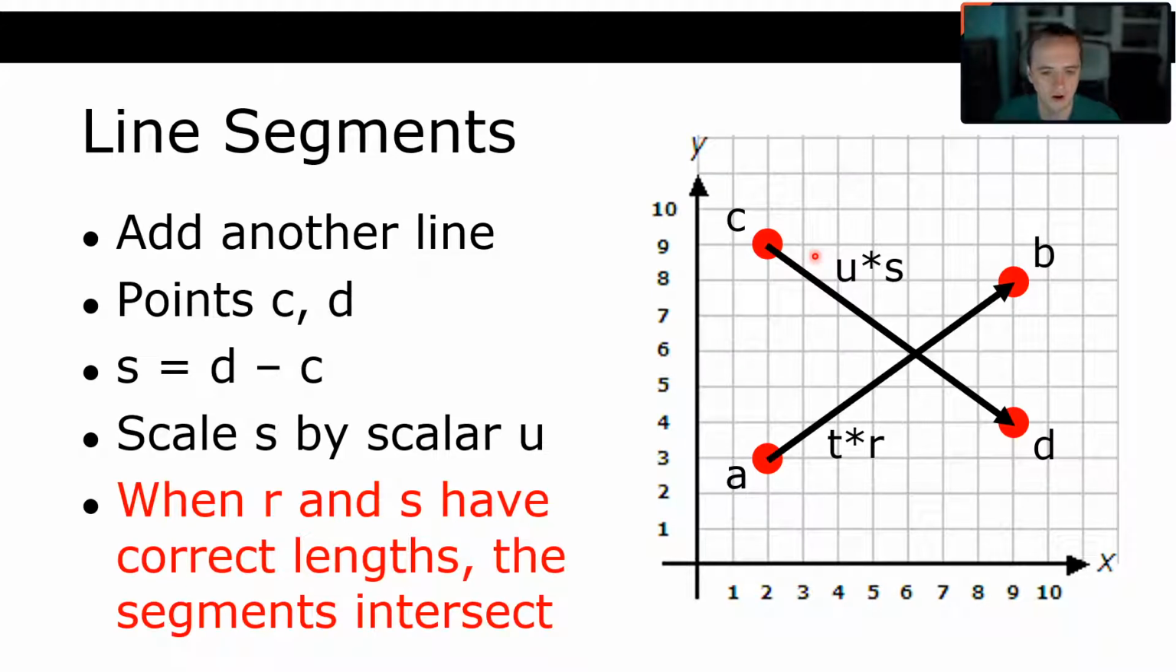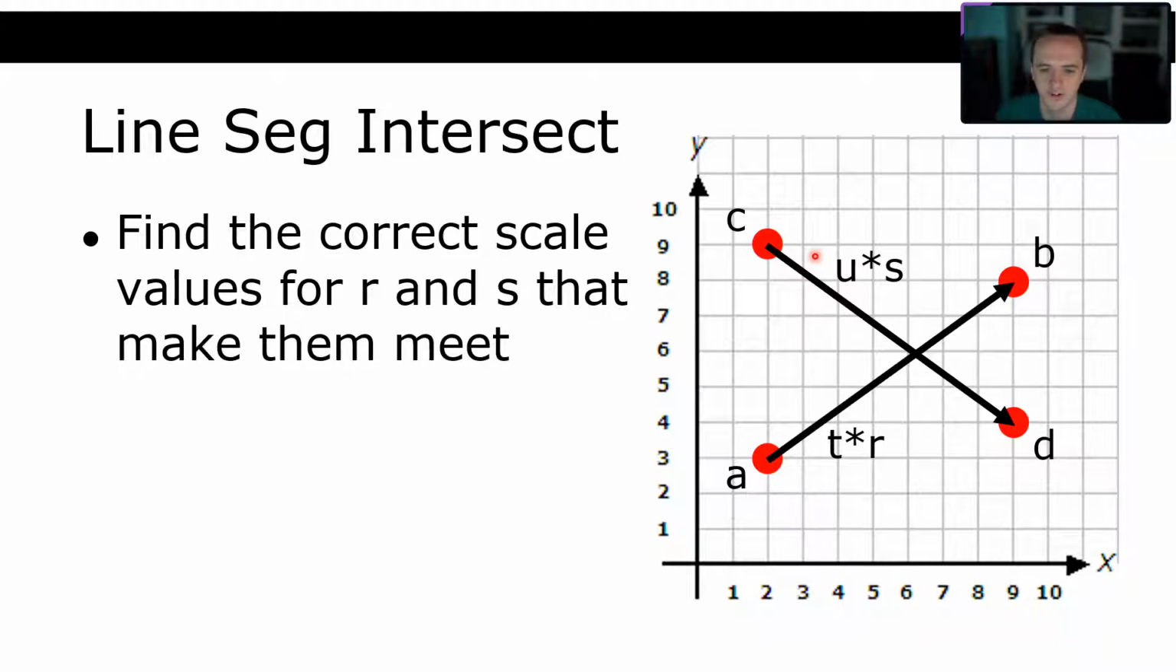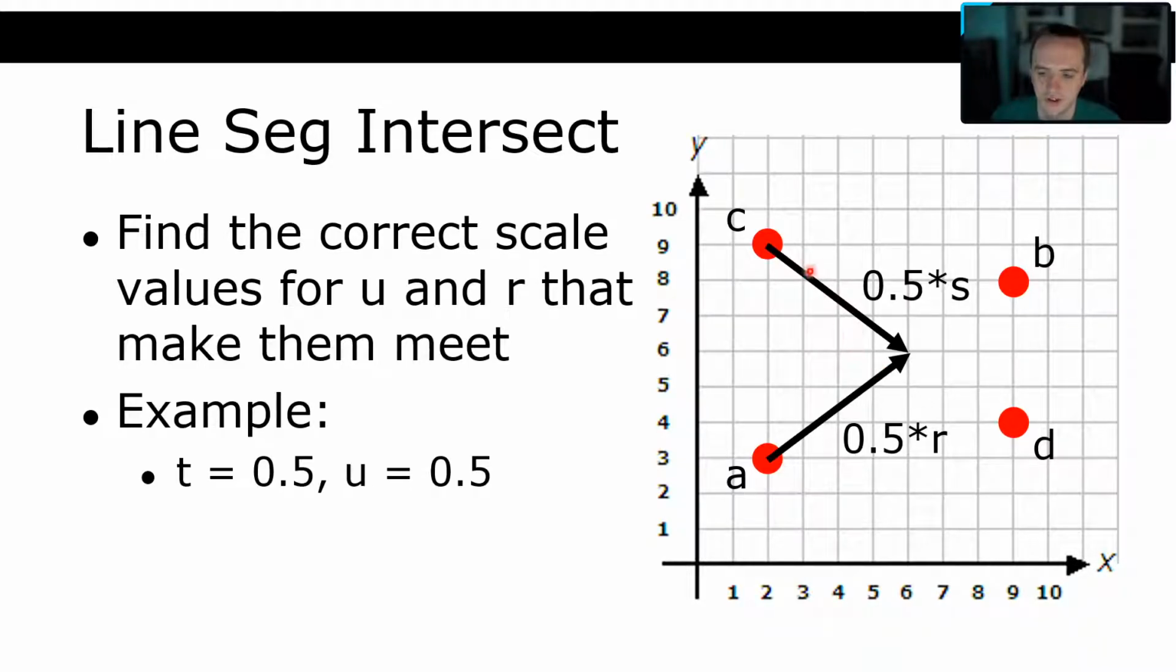So when r and s have the correct lengths, the segments intersect. This is going to be really interesting. In order to find where they intersect, if we find the correct scale values for r and s, that's where they meet. And so now we can figure out where our line segments are intersecting. Let's look at an example here. I've constructed this example to be very easy. If I set t equal to 0.5, and I set u equal to 0.5, then a plus 0.5 times r, and c plus 0.5 times s, give me the same point as the result of those calculations. And if I get the same point, it means that those original line segments are intersecting at that point. Okay, so that's the logic we're going to be using to find our line segment intersection.